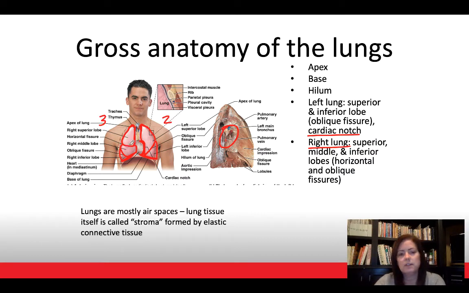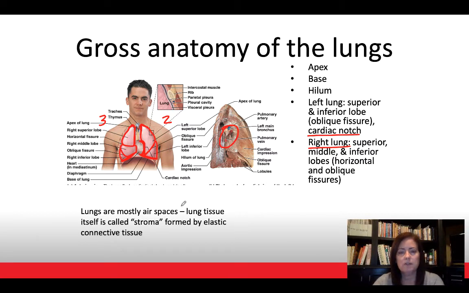And on the right side, we've got 2 fissures then that are going to separate those lobes. So one of them is going to be horizontal fissure that kind of goes straight across. The other one is an oblique fissure because it's more at an oblique angle. Okay, so why do we have this happen? Well, the heart takes up more space on the left side of the body, so the left lung is actually going to be a little bit smaller than the right lung.